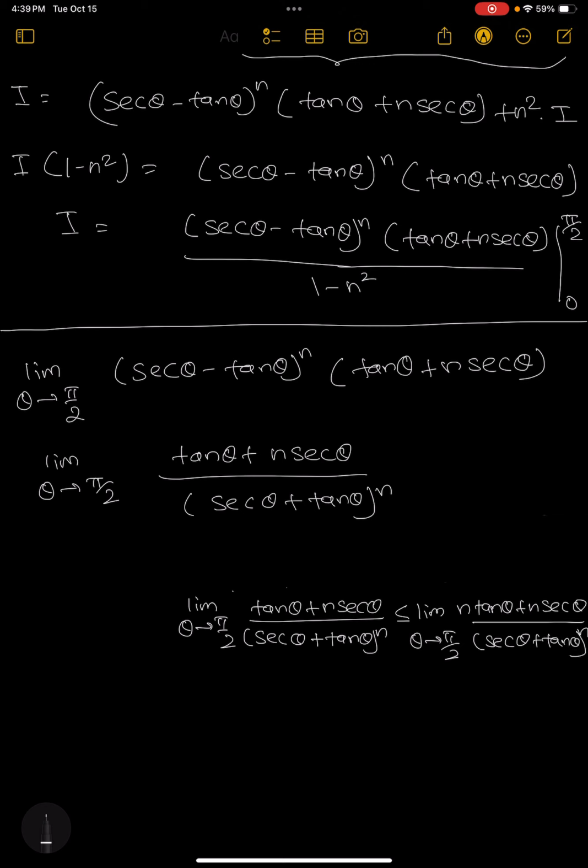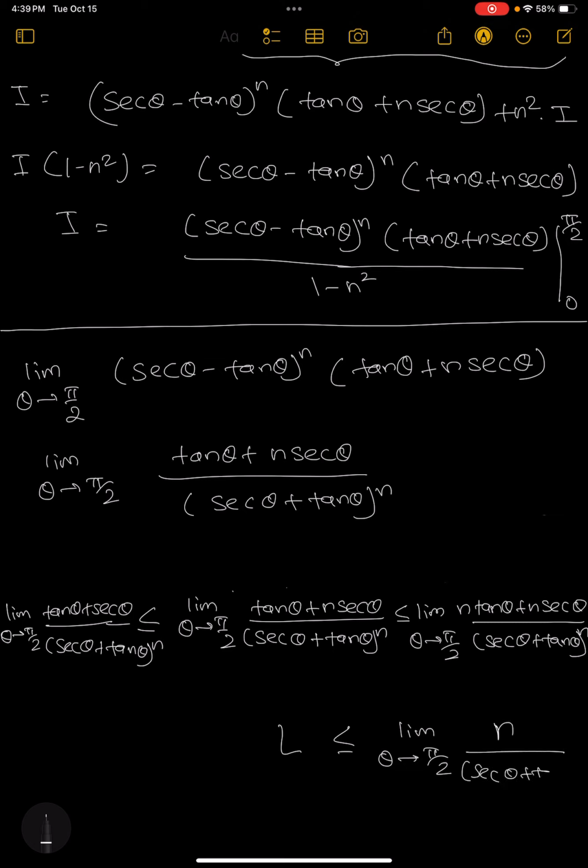This is because n is greater than 1, and also this will be less than or equal to limit theta tends to pi by 2 of (tan theta plus sec theta) divided by (sec theta plus tan theta) to the power n, right? Now let's say this limit is L. Now this will be less than or equal to, over here I can take n common and then cancel it to the denominator, right? So that will be n by (sec theta plus tan theta) to the power n minus 1. This is greater than or equal to limit theta tends to pi by 2 of 1 by (sec theta plus tan theta) to the power n minus 1.